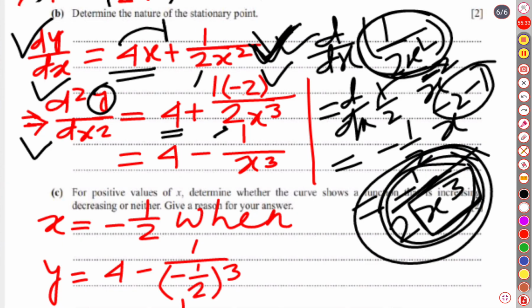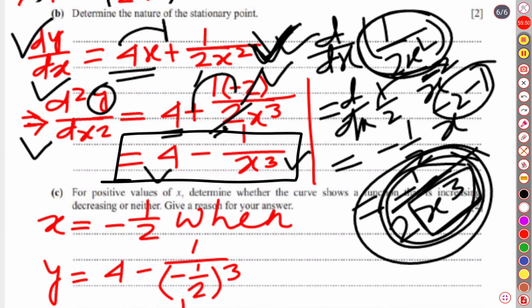So ultimately what are we going to get? It is 4, then positive negative, it is going to be negative 1 over 2 into 2, this 2 can cancel this 2, so it is 1 over x cubed. This is our second derivative. Okay, now we will see substituting the value of x in this second derivative. If it is more than 0, then that is a minimum point. If it is less than 0, then that is a maximum point.